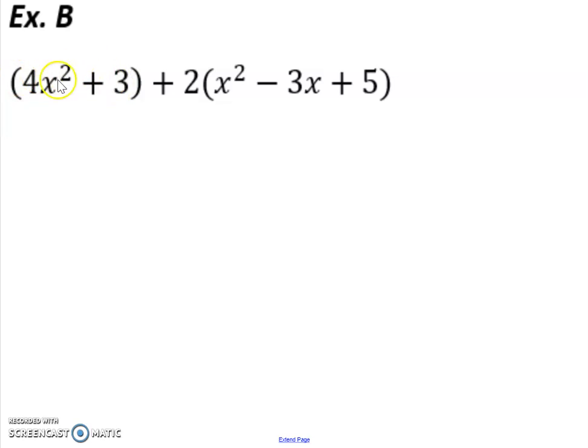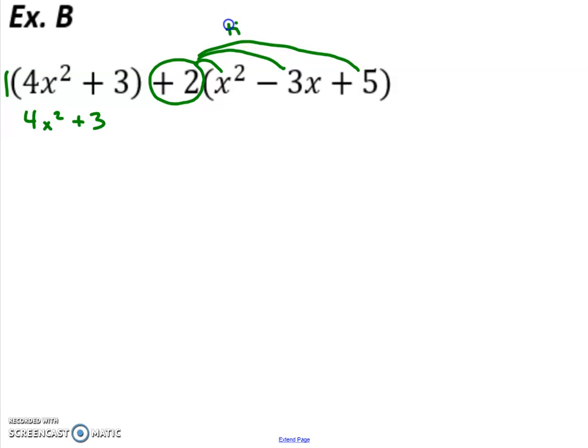I have 4x squared plus 3. I'm distributing 1. Cool, so drop the parentheses, keep everything the same. On this one, oh, it's not 1, it's 2. Okay, so that means I have to multiply everything times 2 before I can start combining. So 2 times 1x squared is going to be positive 2x squared. 2 times negative 3x, mind the sign, 2 times negative 3 is negative 6 times x, right? And then 2 times 5 is going to be positive 10.